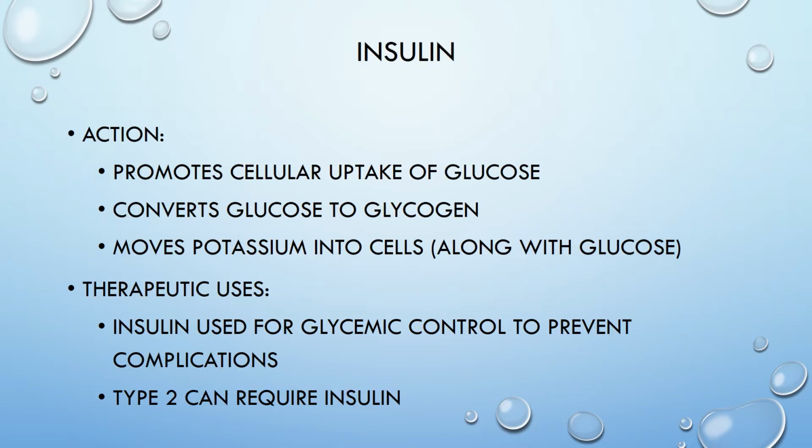Action of insulin is to promote the cellular uptake of glucose, converts glucose to glycogen, and moves the potassium into the cells along with the glucose. So when you have potassium out in the system itself, that's what occurs in DKA. Your glucose and your potassium are all out of the cells and into the vascular system, and so that's why the potassium is high and the glucose is high as well. Insulin is used for glycemic control to prevent complications, and then type 2 can require insulin.